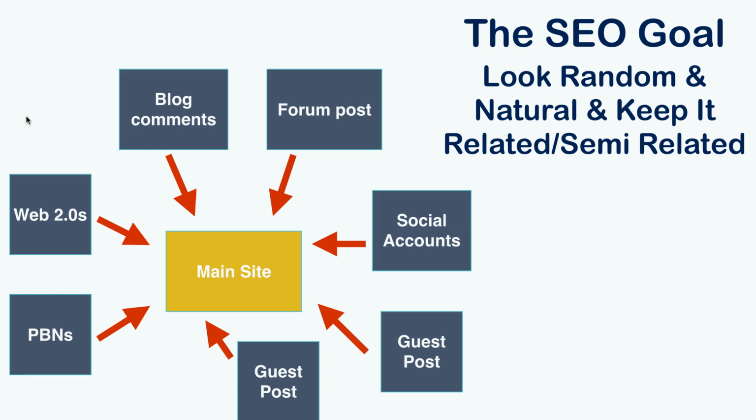Now what we do, guys, is we go out and we create things like blog comments, forum posts, social accounts, guest posting, and question site links, which we'll talk about. There are more; I've just listed a few in here. Web 2.0s and PBNs, private blog networks. Now you might not have to use all of these to rank, but this is really the main stuff that we use.